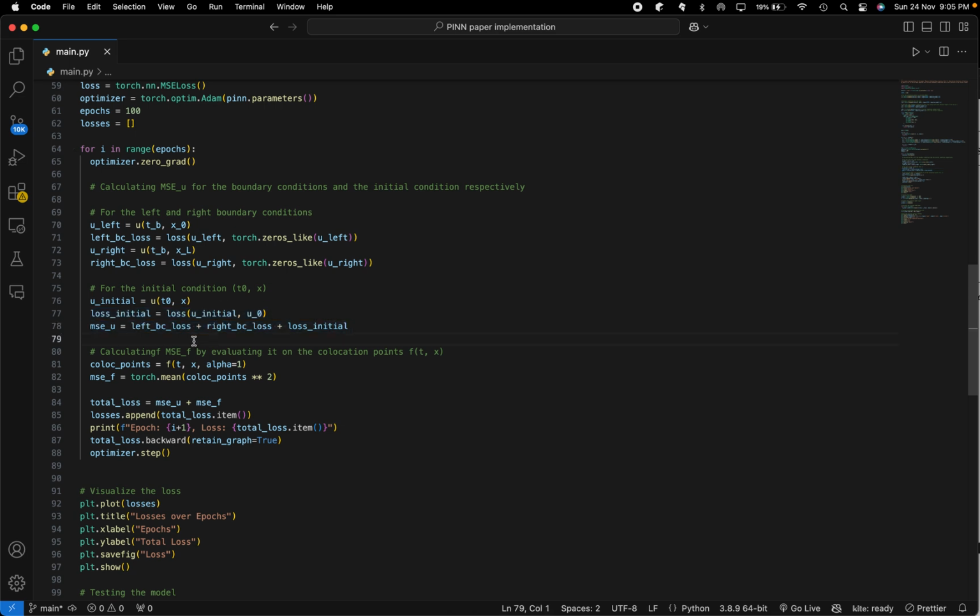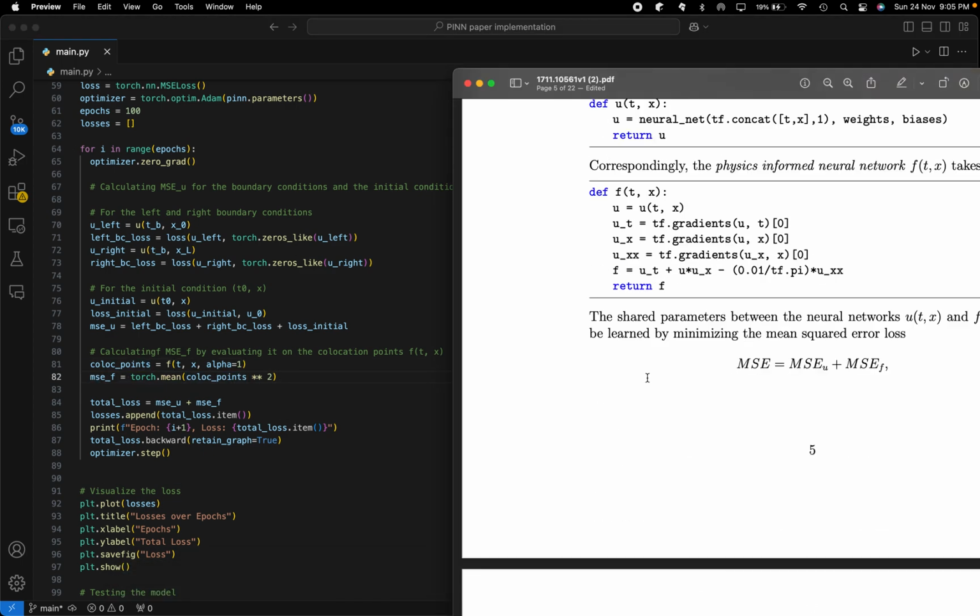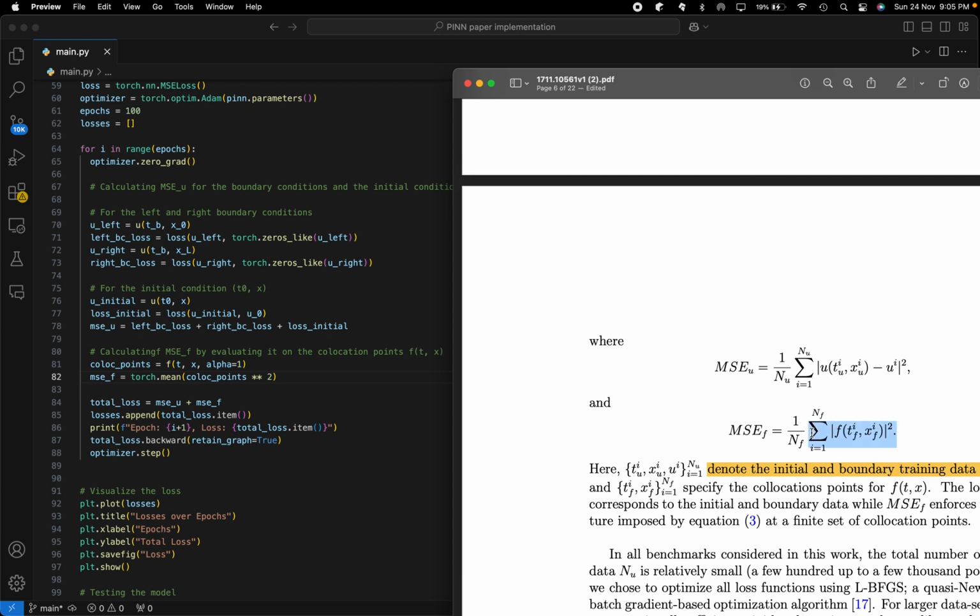Again, nothing too crazy, something that everyone can understand, and very simple stuff. Next, we are going to be calculating the MSEF by validating it on the collocation points. Again, nothing else. You just do colloc points, ft x alpha equals 1, and then you just do torch.mean, colloc points squared. Why am I doing that?